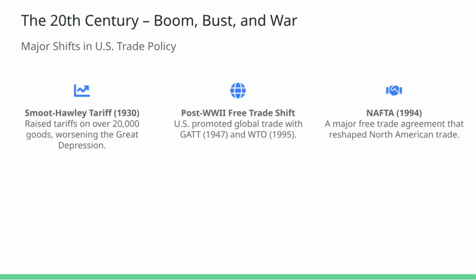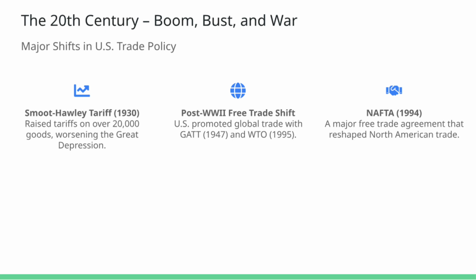After World War II, the U.S. did a complete 180-degree turn on trade policy. Instead of pushing tariffs, America led the charge toward global free trade. Enter GATT, the General Agreement on Tariffs and Trade, established in 1947. This was a landmark agreement aimed at reducing global tariffs and increasing international trade. Fast forward to 1995, and GATT evolved into the World Trade Organization, WTO, which still regulates global trade today.